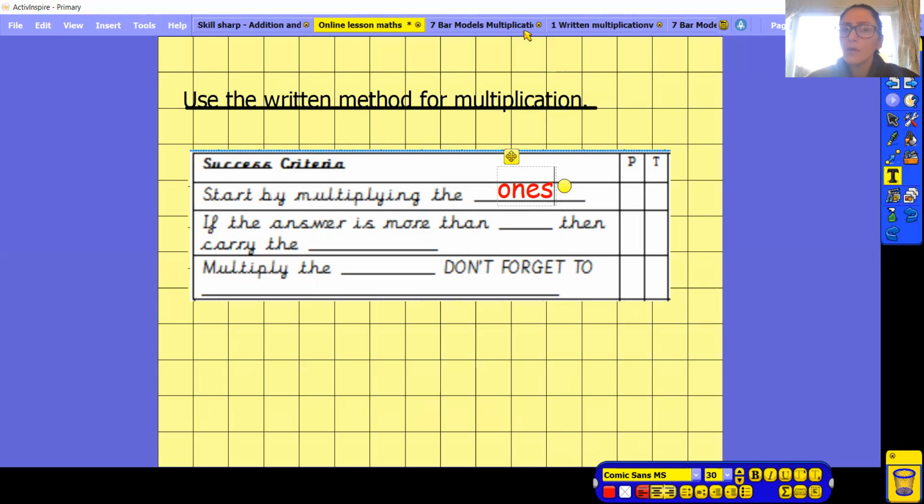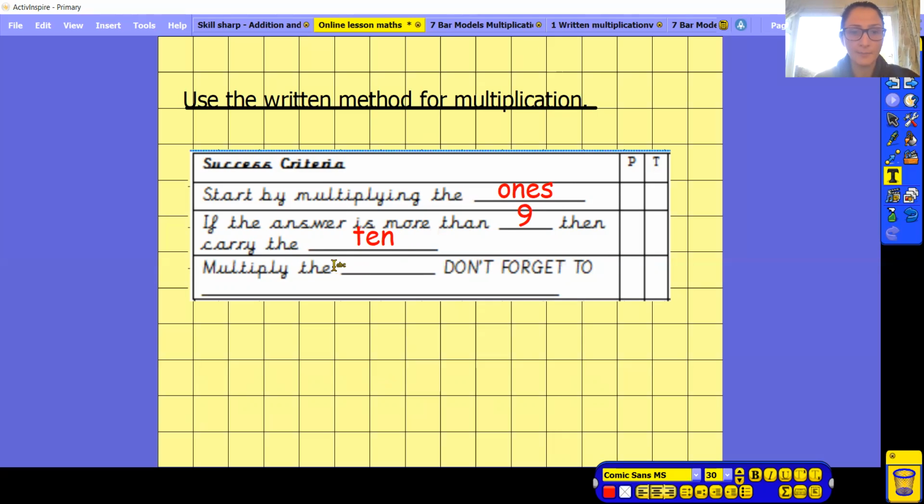If the answer is more than blank, then carry the blank. Have a quick pause and have a think. Okay, well done if you said if the answer is more than 9, then carry the 10. Excellent. So multiply the blank. Don't forget to blank. Okay, we've got some big capital letters there.